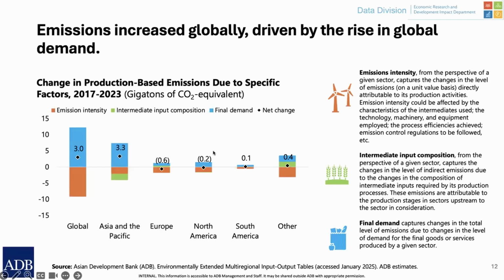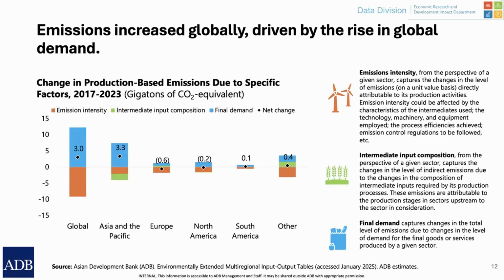Beyond accounting for direct and indirect emissions, the input-output framework also allows users to assess not just where emissions occur, but why they're rising or falling. With structural decomposition analysis, we can attribute shifts in environmental indicators to specific underlying factors, such as changes to emissions intensity, changes to intermediate input composition, and changes to final demand. Again, not only on a regional level, but also on an economy level as well.